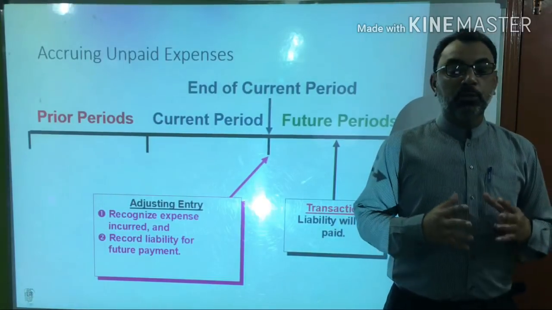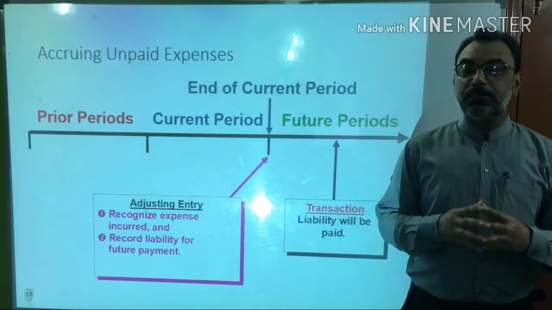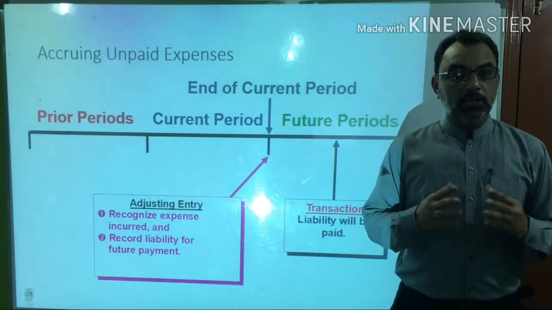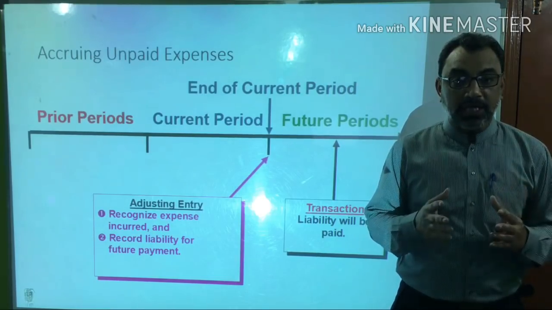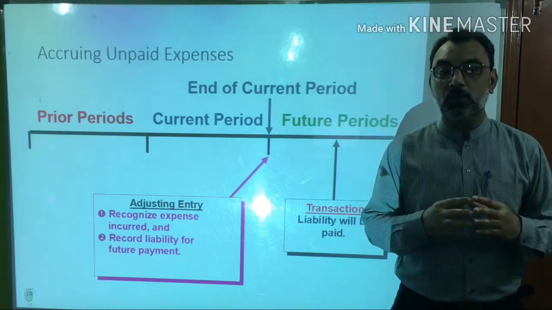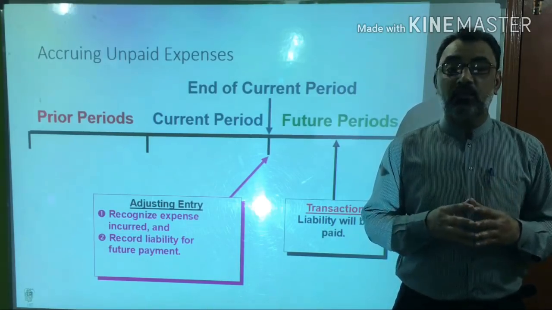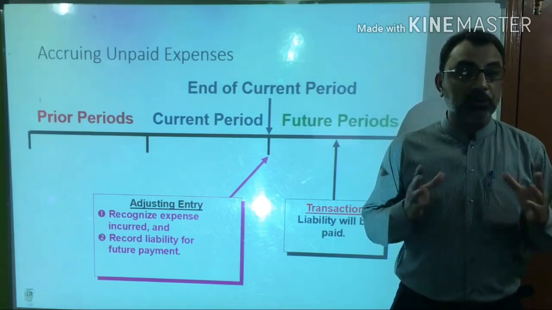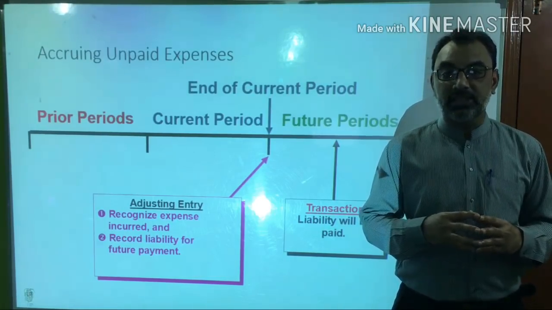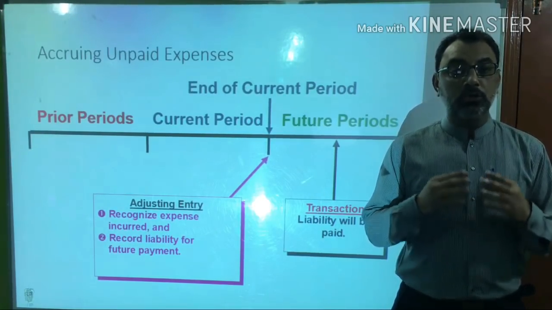So now, accruing unpaid expenses. This type of adjusting entry recognizes expenses that will be paid in future transactions. Therefore, no cost has yet been recorded in the accounting records. Salaries of employees and interest on borrowed money are common examples of expenses that accumulate from day to day, but that usually are not recorded until they are paid. So these expenses are said to accrue over time, that is, to grow or to accumulate.